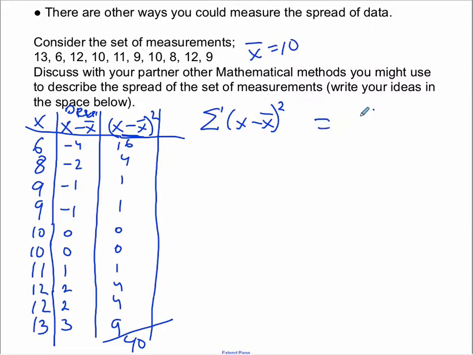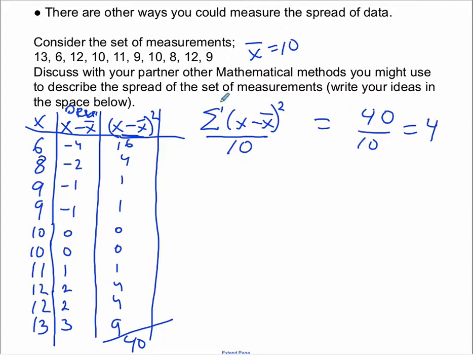And how many are there altogether? There are 10 values in this data set. So to get the average, I divide by 10. Okay, so if you do this calculation, you get a 4. So what I did is I took every x value, subtracted the mean, squared those values, added them all up, divided by 10, and I got this number 4.